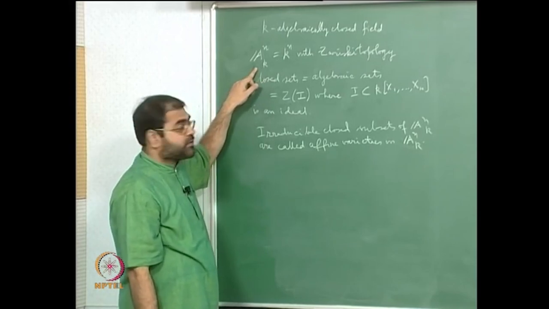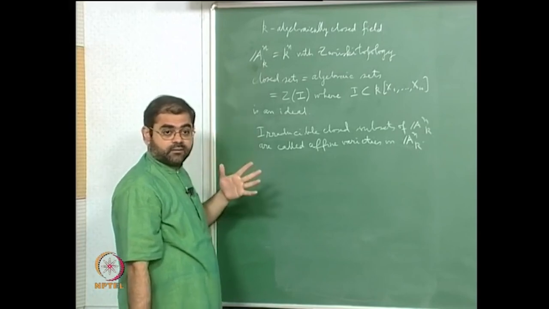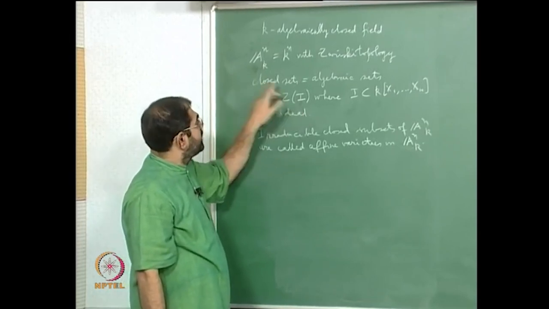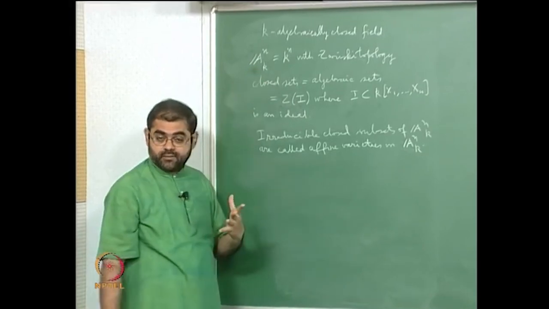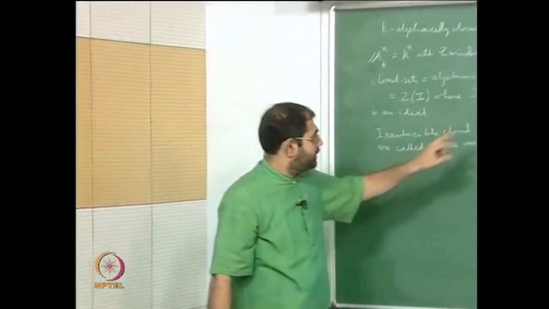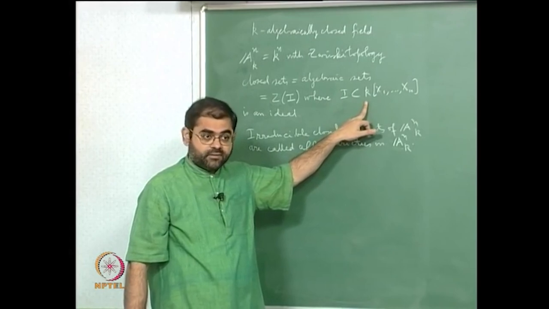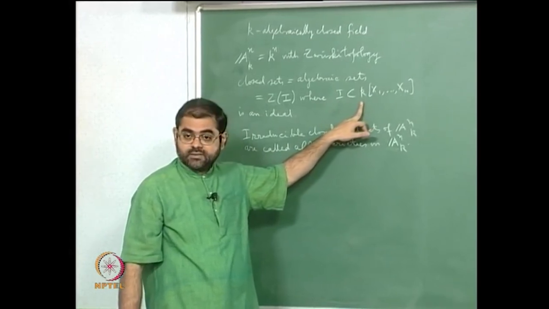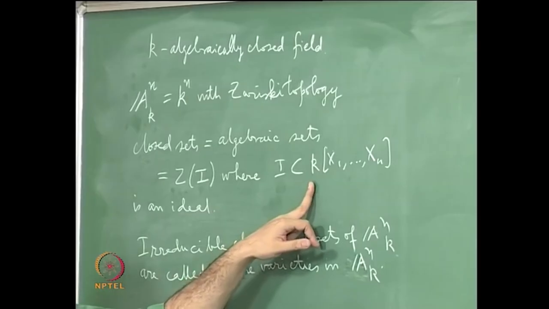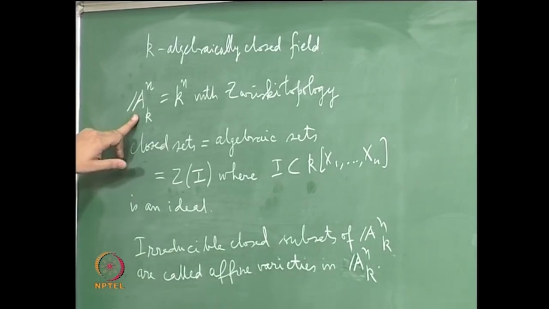Please remember, that's because this corresponds to the zero ideal, and the zero set of the zero ideal is the whole space, and the zero ideal is of course prime, because the zero ideal is an ideal in an integral domain. In a commutative ring with unity, the zero ideal is prime if and only if the ring is an integral domain. So this is always irreducible. Any two open subsets of this will always intersect.